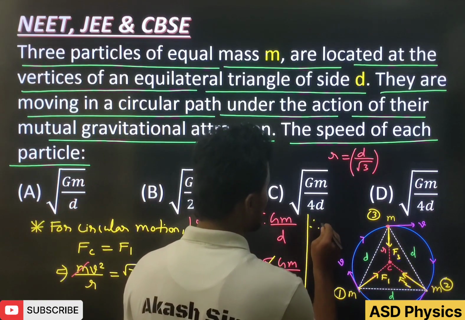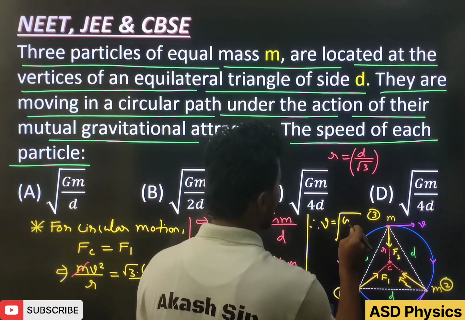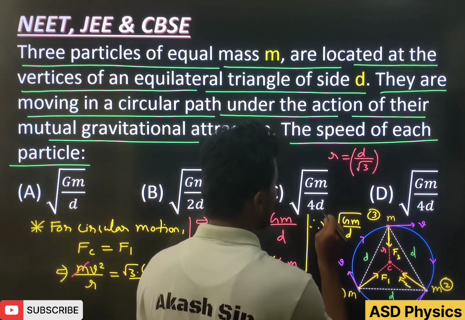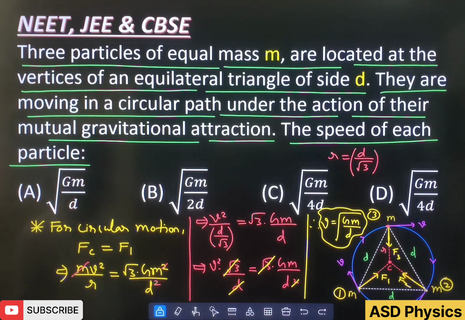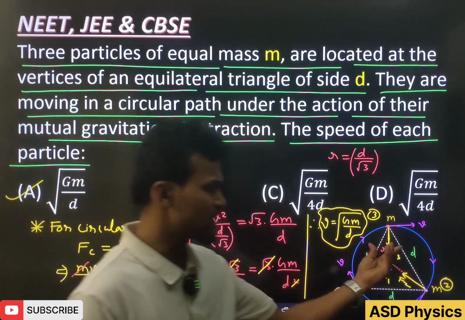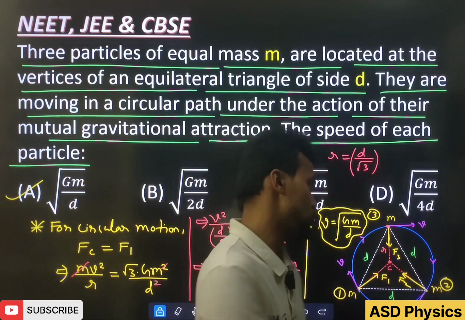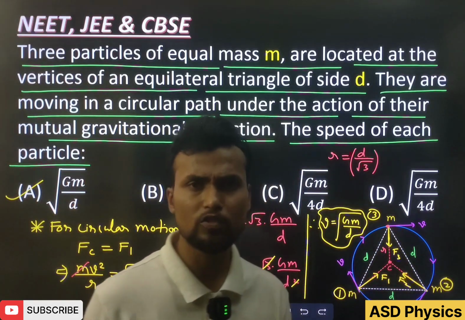So what v is coming? v is the square root of Gm by d. Which option is correct here? The correct option is option A. The basic idea is that this resultant force will act as centripetal force, and this distance is, as I have told you, d by root 2.